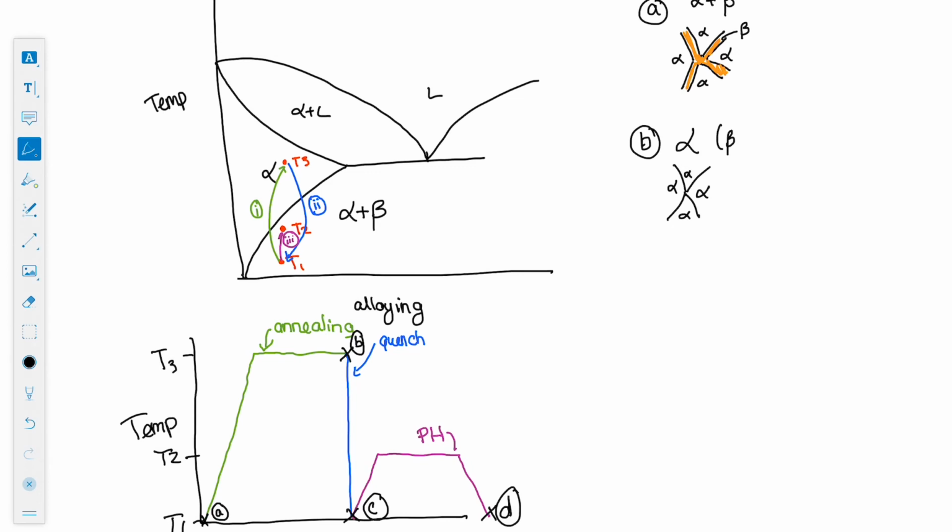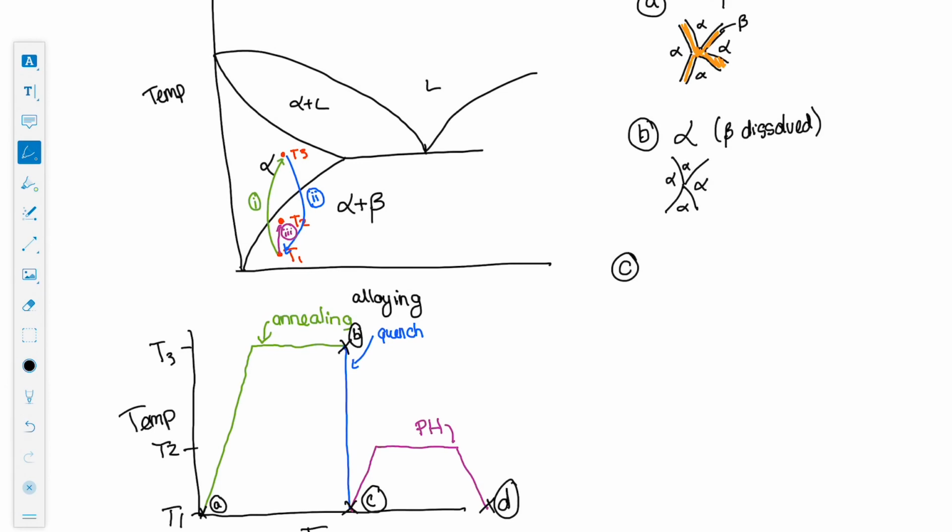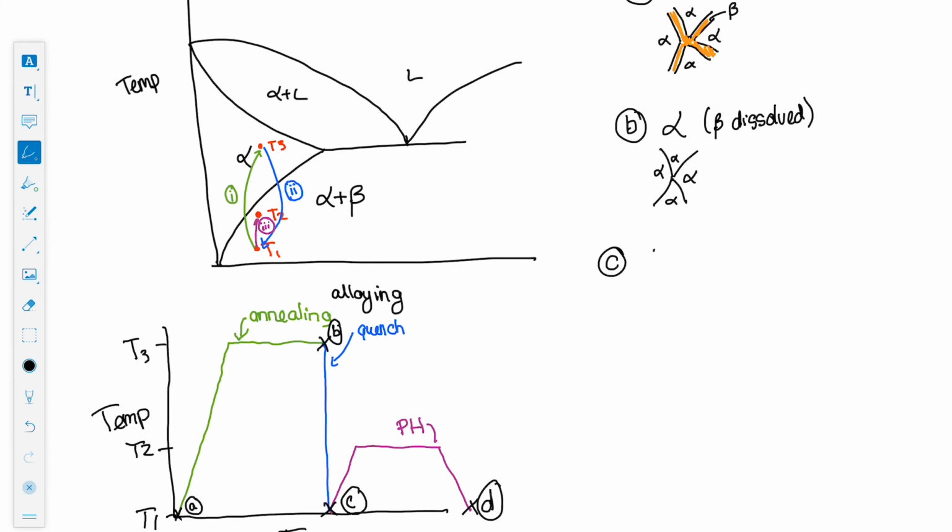So beta dissolved. Then we quench to get our supersaturated solution. So at time C, it is going to look a lot like B, but it's a solid solution. So if we were to draw our grains, we might draw them like this. So alpha and solid solution.